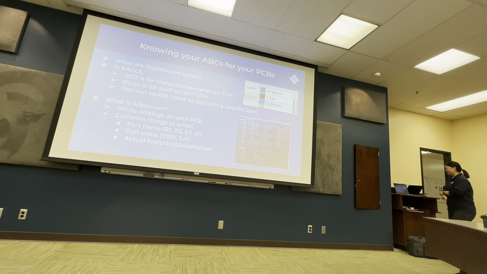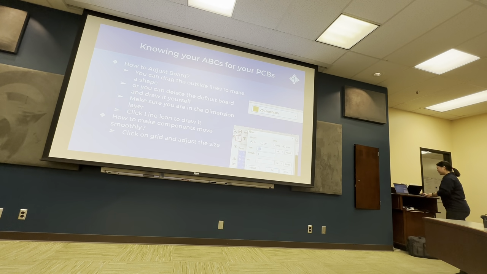Also, for the surface of your PCB board, there will be something called a silkscreen, which is white lettering on your PCB board. These are basically used to place the part names and also differentiate what part you should put and what the value should be on your part. Also, it's really important for LEDs to have polarity so you know which way you should place it so you won't accidentally short it.